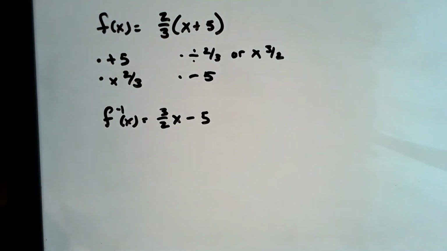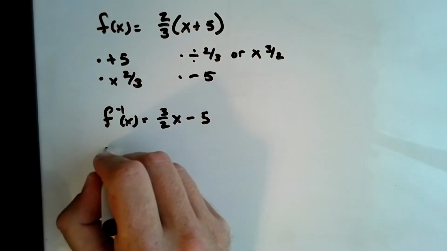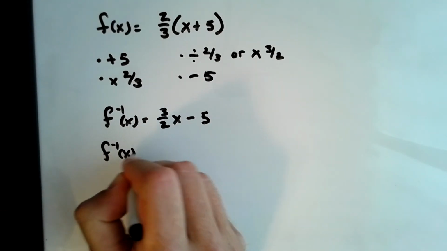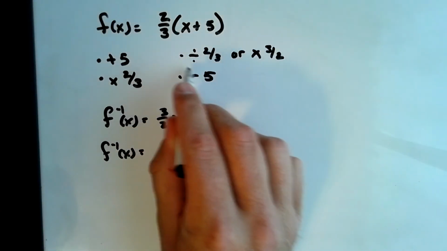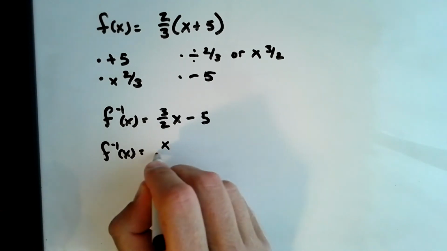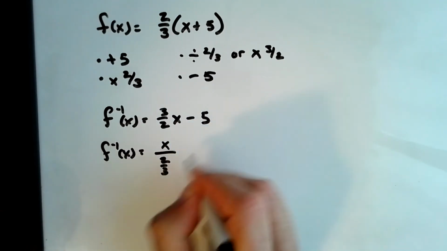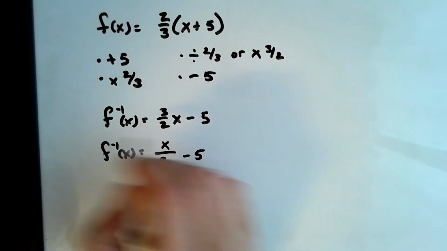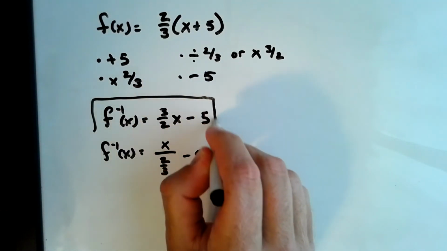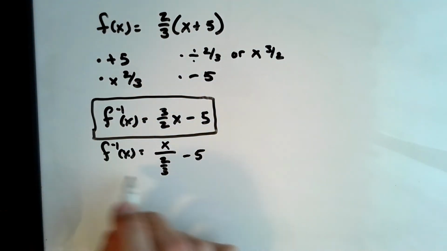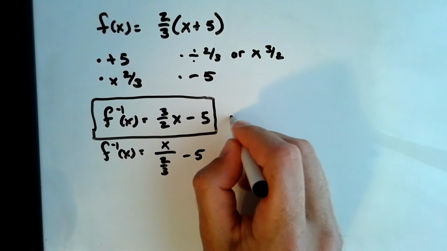So this looks much better than the alternate, which would have been f inverse of x is equal to, the first thing doing to x would be dividing by 2/3 and then subtracting 5. This is our preferred answer. This is mathematically equivalent to it, but this is what we're looking for.